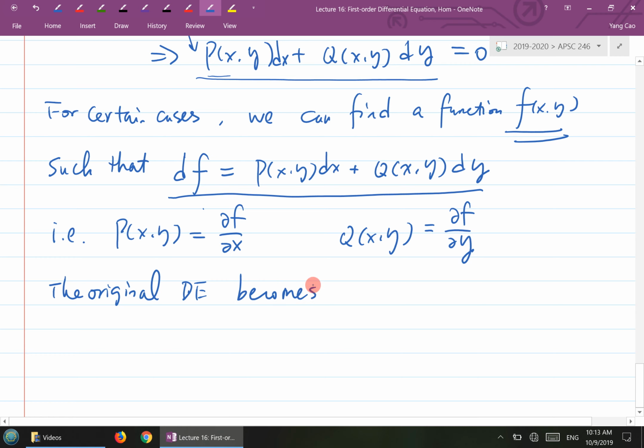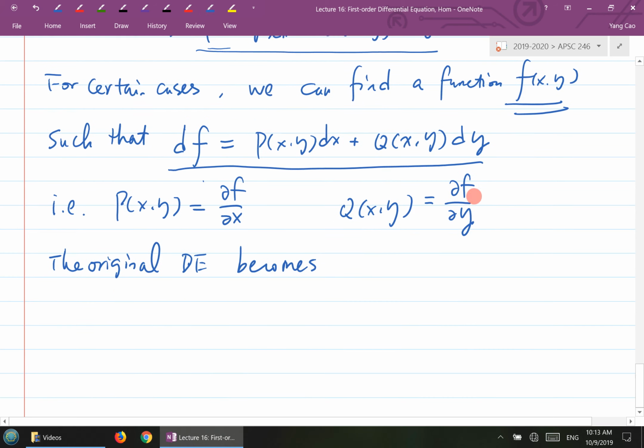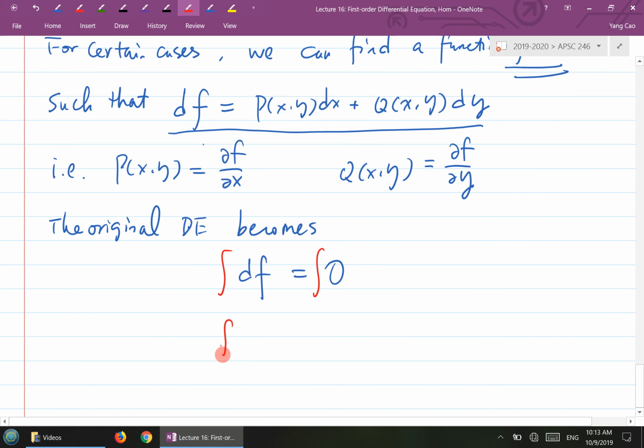If the answer is yes, you find the function f, and you take the two partial derivatives, which give you p and q. Now the original differential equation becomes, what does that become? This whole thing becomes df equal to 0. So when you get a df equal to 0, what do you do? You integrate, right? You can always integrate. So basically it means you will get a solution f of x y equal to a constant.